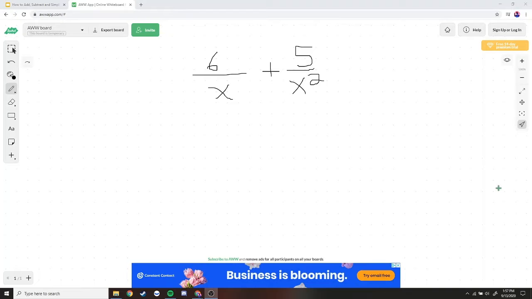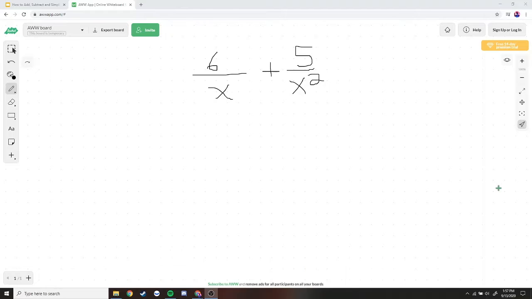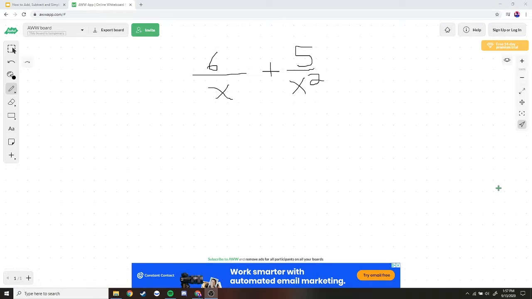Here we have 6 over x plus 5 over x squared, and what we want to do is make this into one fraction. So as we do with normal fractions, we have to find a common denominator. Here our common denominator would be x squared because x can go into x squared and x squared can go into x squared.